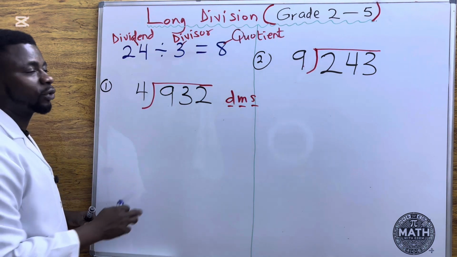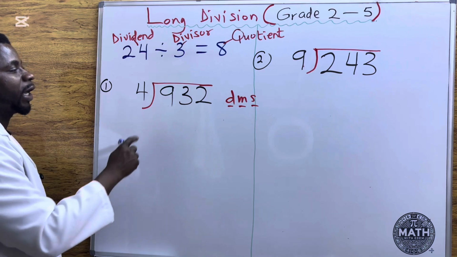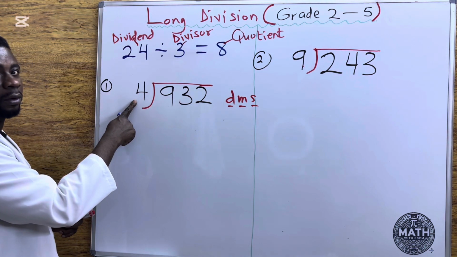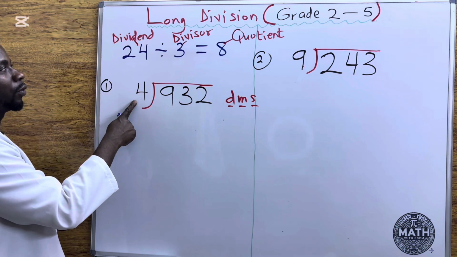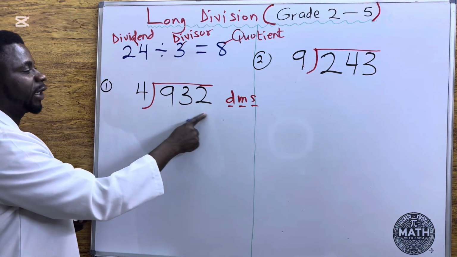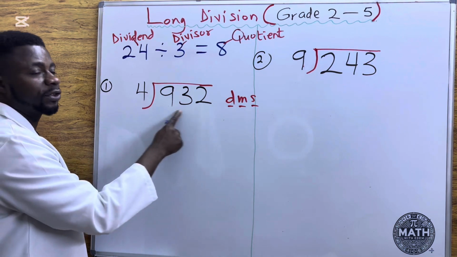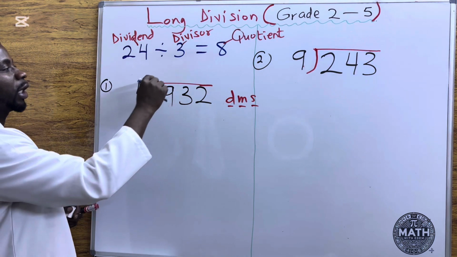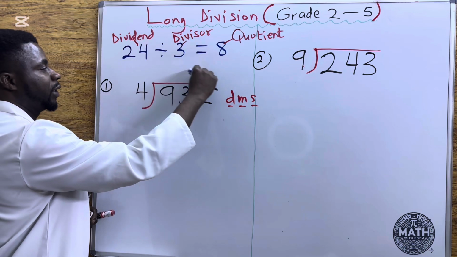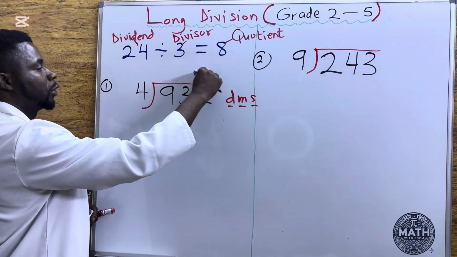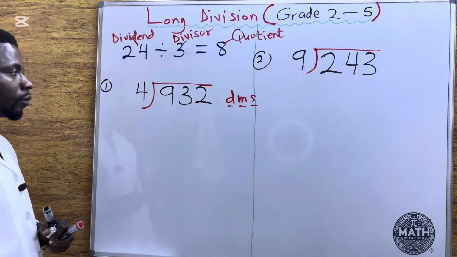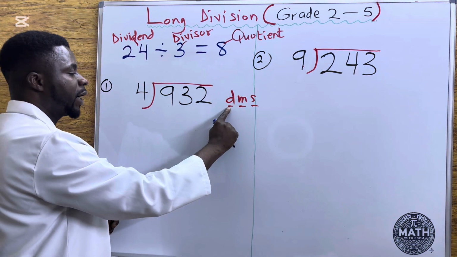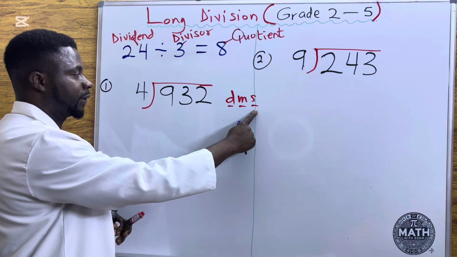Now let's come back to our question of the day. We have 932 divided by 4. Okay, so we say that this is the dividend, that's the number we are going to divide, and this is the divisor. So usually the quotient is up here. The quotient is going to be up here. So let us begin. We are going to use the three basic steps. We have the divide, multiply, and subtract.